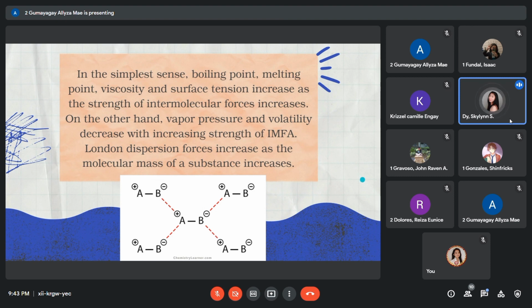That's all for our discussion on Lesson 4, Polarity of Molecules and its Properties. Before we finally end this topic, we'll have to wrap up first, which will be led by Reza Eunice Dolores.